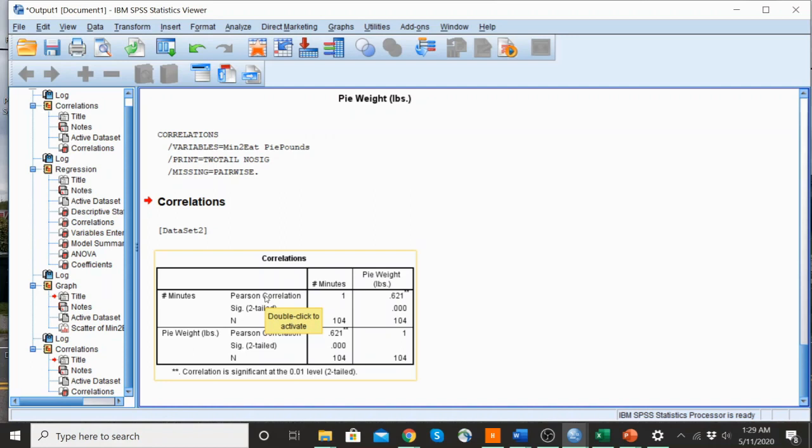And what else was I going to say? Oh, it is positive. So if the weight of the pie goes up, the number of minutes to eat it goes up. If the weight of the pie goes down, the number of minutes to eat it goes down.